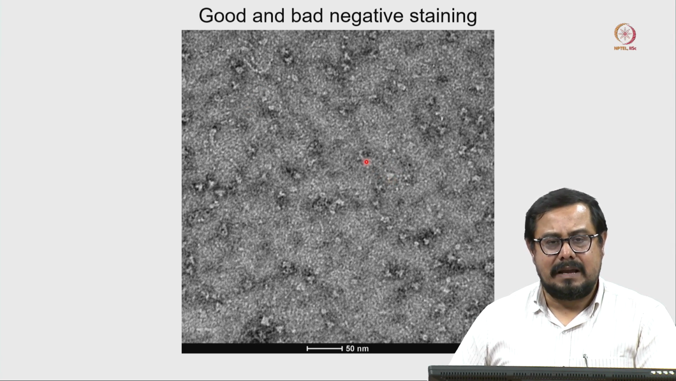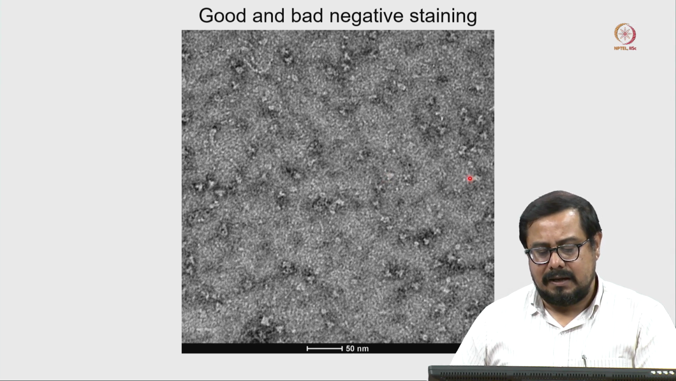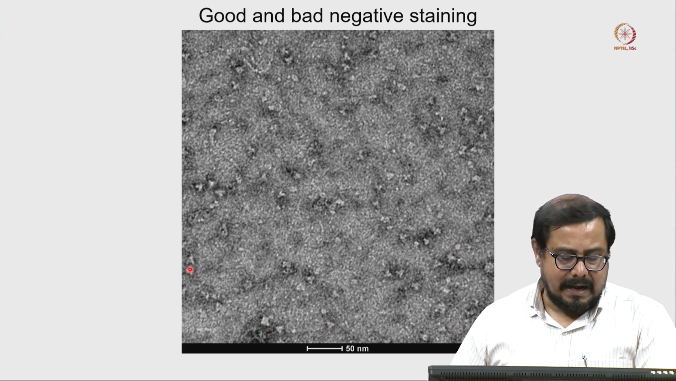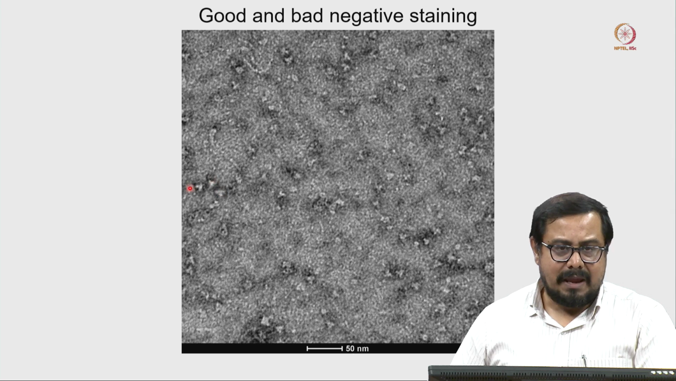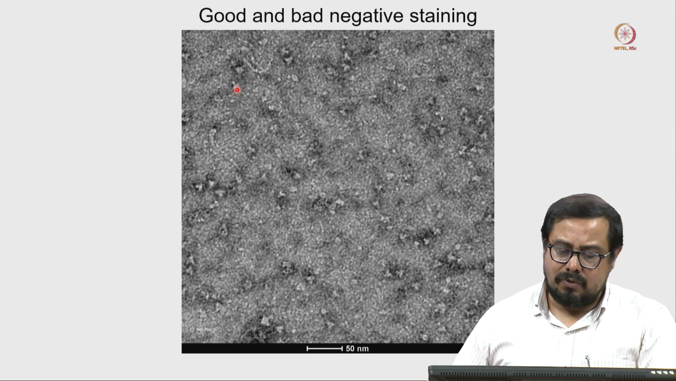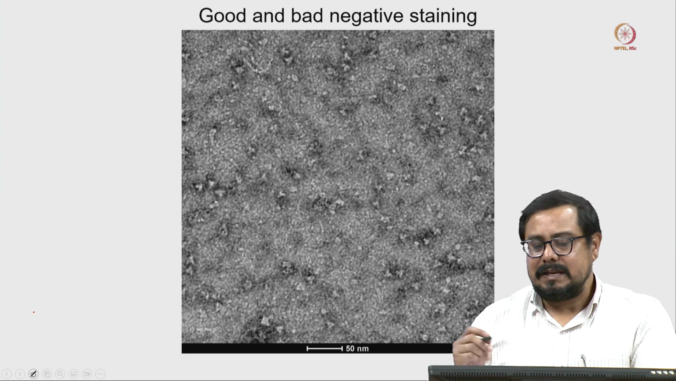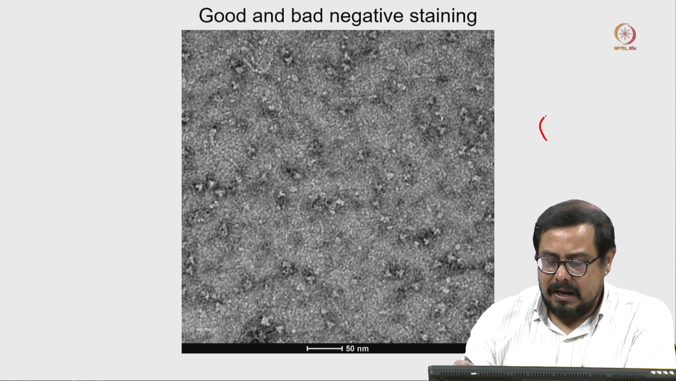But in this particular image you can see there are some isolated particles. Here you have an isolated particle, here we have an isolated particle. There are many places where we have isolated particles, and if you look at the shape of this particle, whatever I was showing in the last image, you can see a similar kind of triangular shaped molecule here.